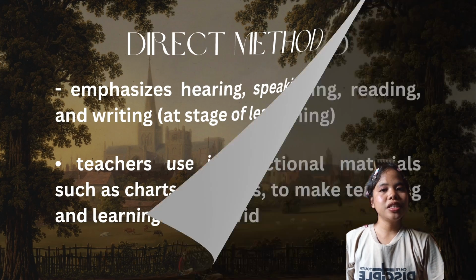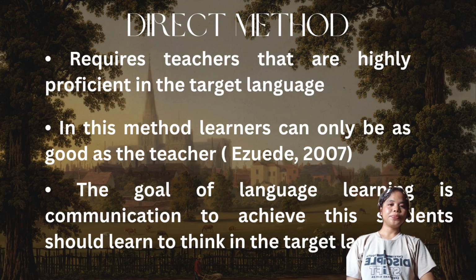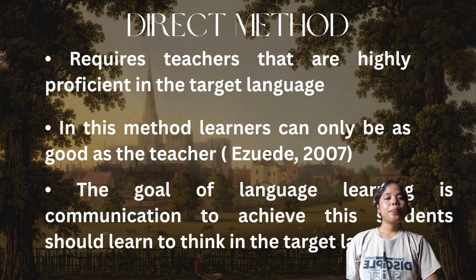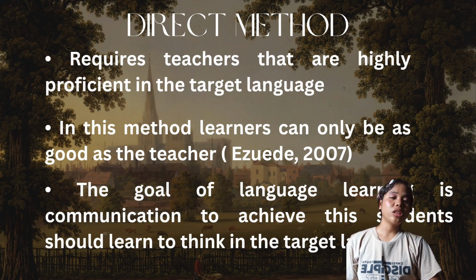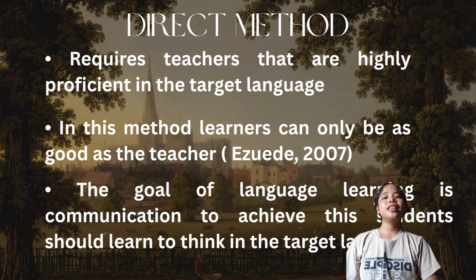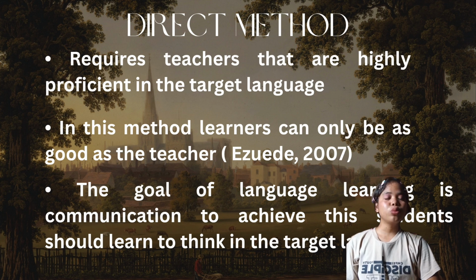Now, the direct method requires teachers who are highly proficient in the target language. We all know that in English language policy schools, teachers should be proficient in the language that they are using or imparting to other students for them to learn the language itself. In this method, learners can only be as good as the teacher. Now, when the teacher requires the students to speak in English only, it allows them to learn the language effectively by exposing themselves. And of course, the proficiency of the teacher has a big effect on them.